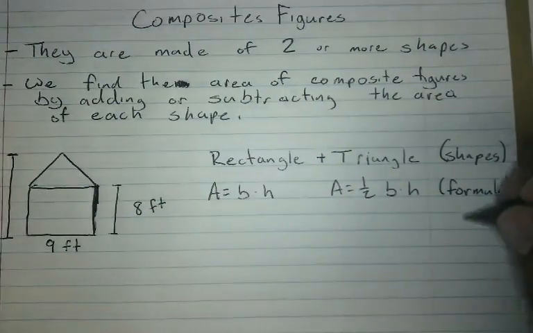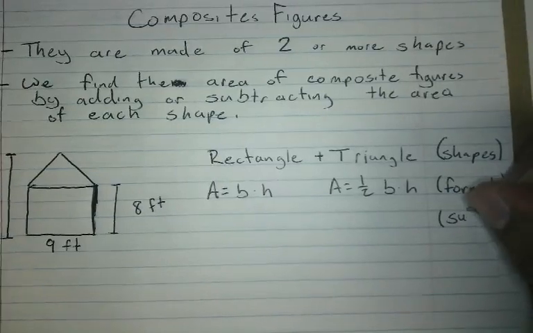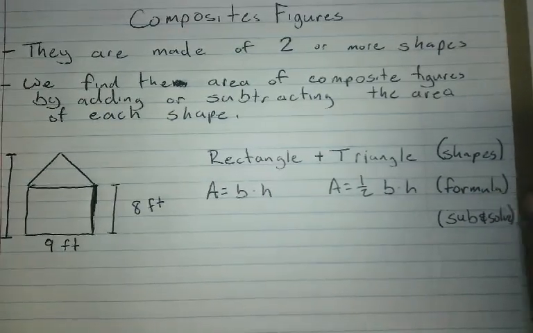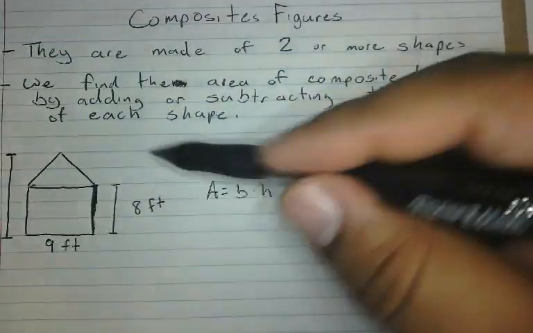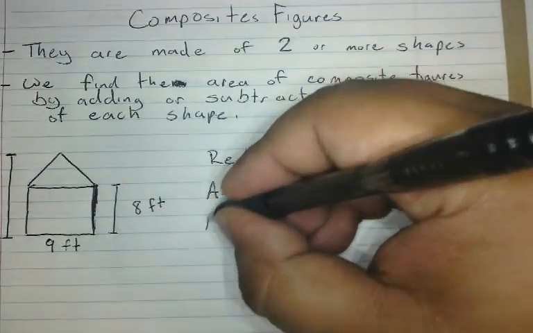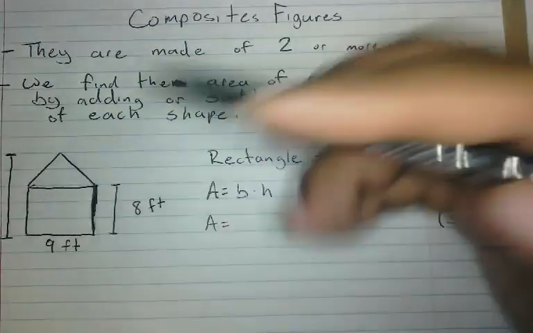Now I'm going to go ahead and substitute and solve. So I'm going to write substitute and solve. Alright, so that's my last step. So the area for my rectangle, this is the first one I'm going to find. The base of my rectangle, I like to think of the bottom as my base.